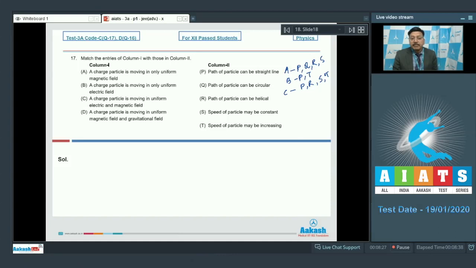So in fact in this particular case, whatever is applicable for uniform electric and magnetic field for the charged particle is also applicable for a uniform magnetic field and gravitational field as far as the options in column 2 are concerned. So that means for D also same entries will match as for C. That means for D we have P, R, S and T as the correct matching entries. Let's now go to the next question.